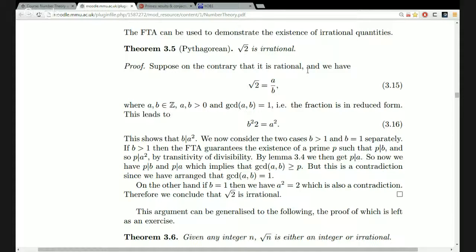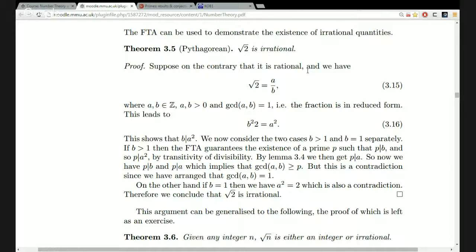Now this looks funny because I've written down here root 2 equals A over B. Well, that gives you the clue that this is a proof by contradiction. The conclusion is that you can never do this, but it's a proof by contradiction, so I start off by assuming that you can. That's the way proofs by contradiction work. So we assume that it is a rational number.